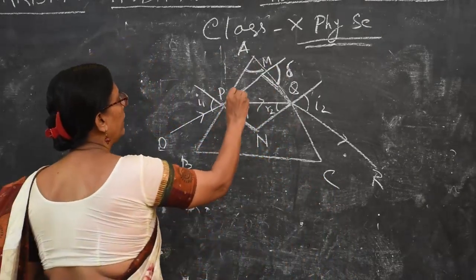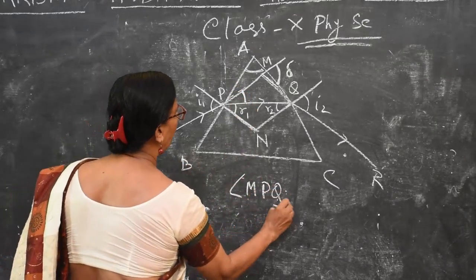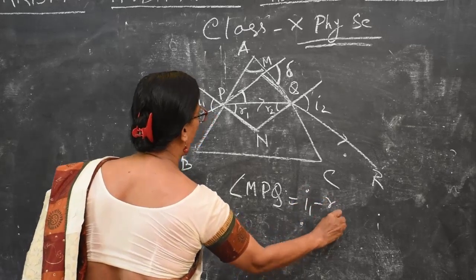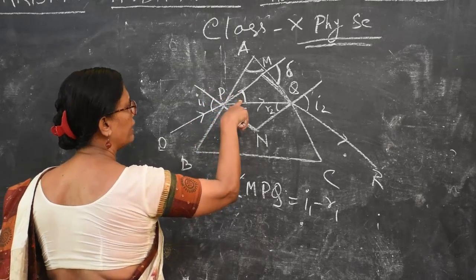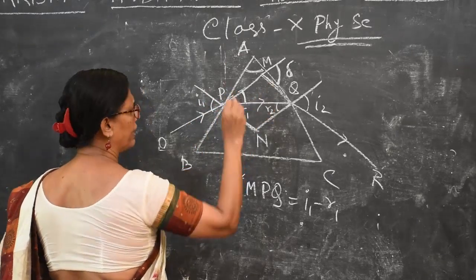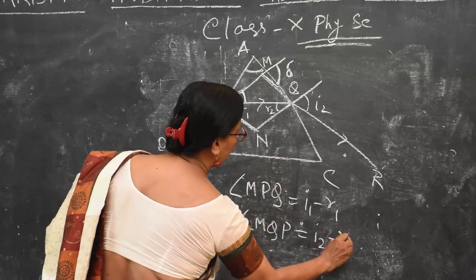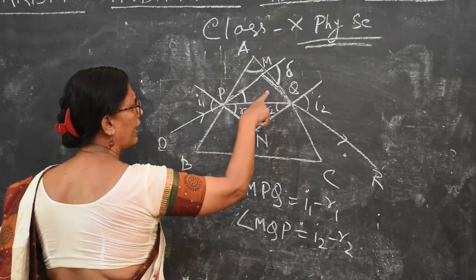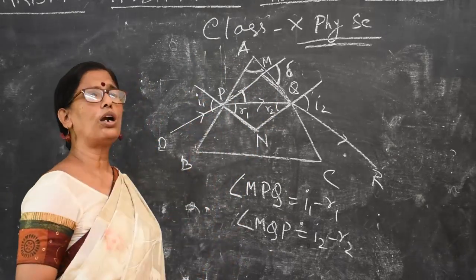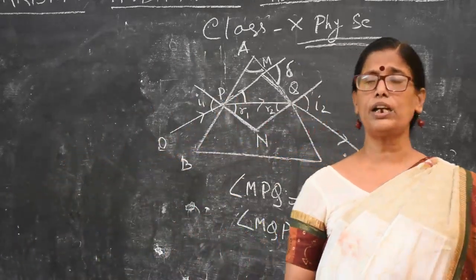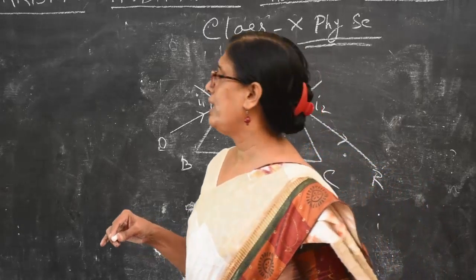Now see this angle, MPQ. It is I1 minus R1 because these two are alternate angles. This is R1, so it is I1 minus R1. And for the same reason, MQP is equal to I2 minus R2. These two are vertically opposite angles. This is R2, so this is I2 minus R2. In the drawing, I will not put I1 minus R1 or I2 minus R2 because it becomes too cluttered.